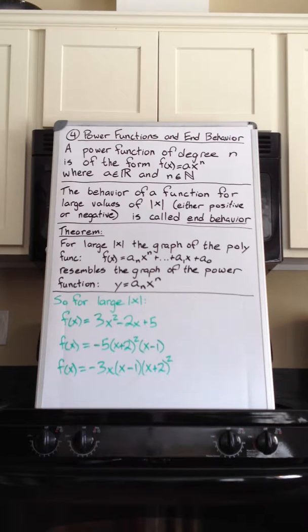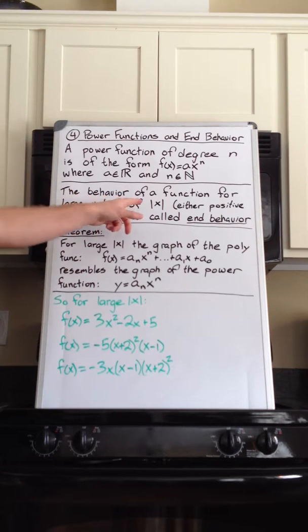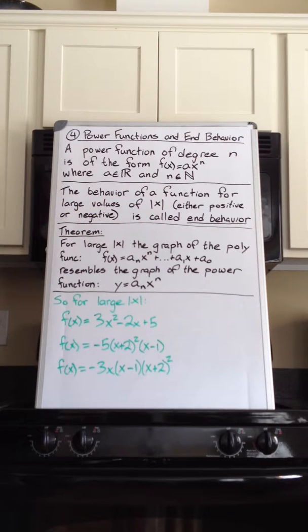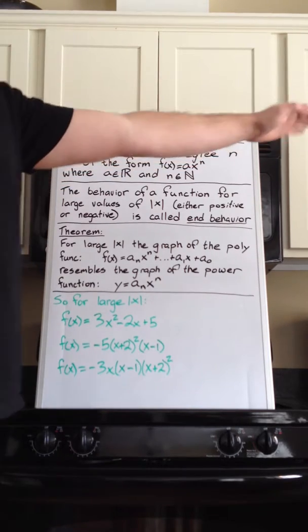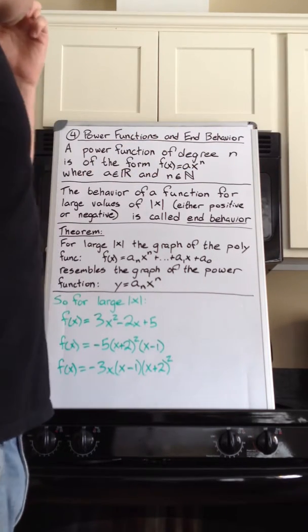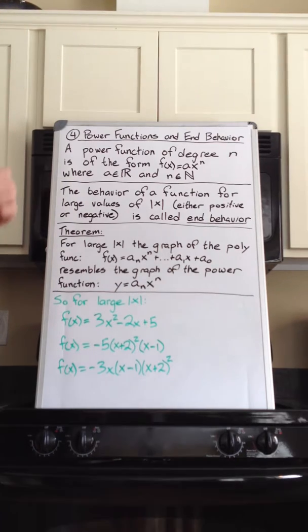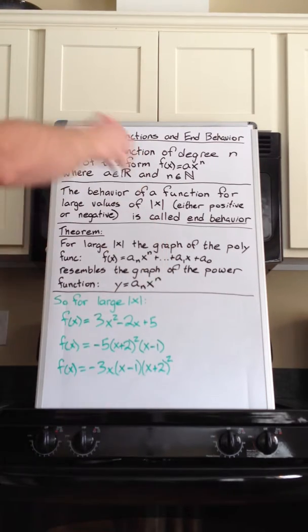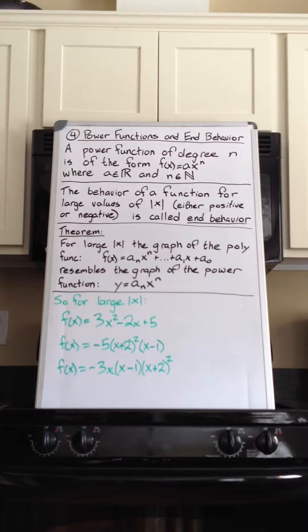The behavior of a function for large values of x, either positive or negative, because we have x in the absolute value bars here, so that covers large positive and large negative, is called end behavior. So if you're looking at a graph, as it runs away towards infinity on the x-axis and towards negative infinity, the way it behaves there is called end behavior. So it's not looking at what's happening right around, from negative 10 to 10 or something like that. It's looking at what happens way off on the ends.